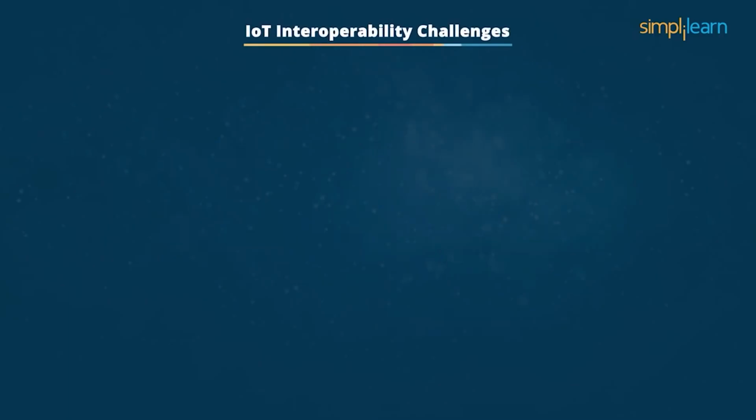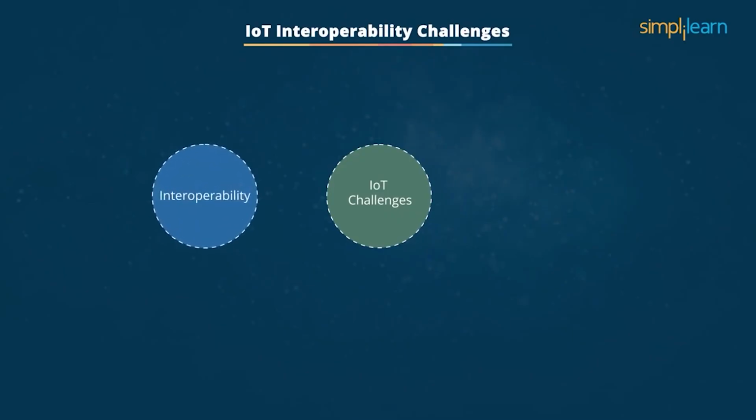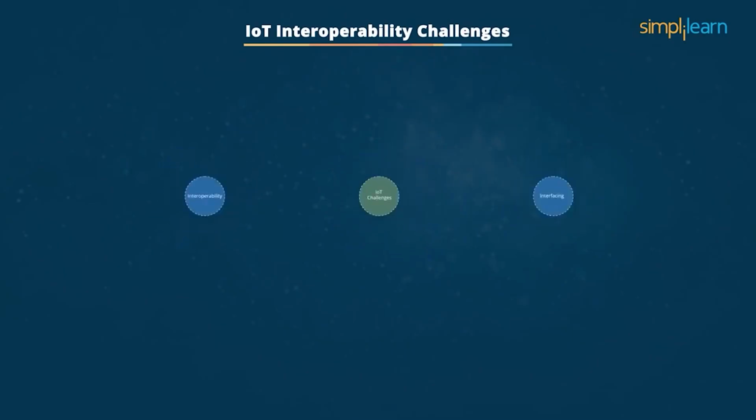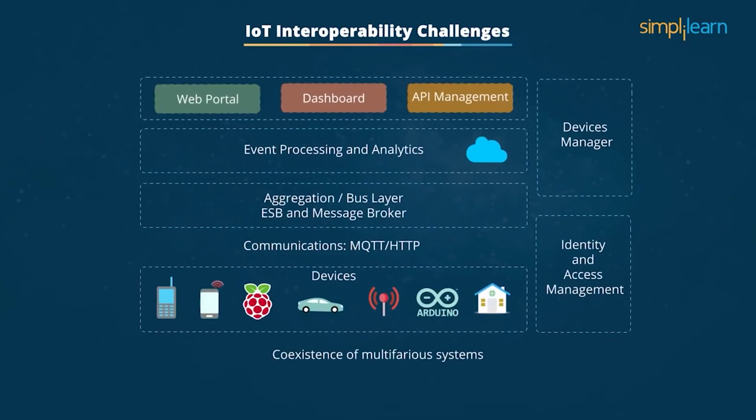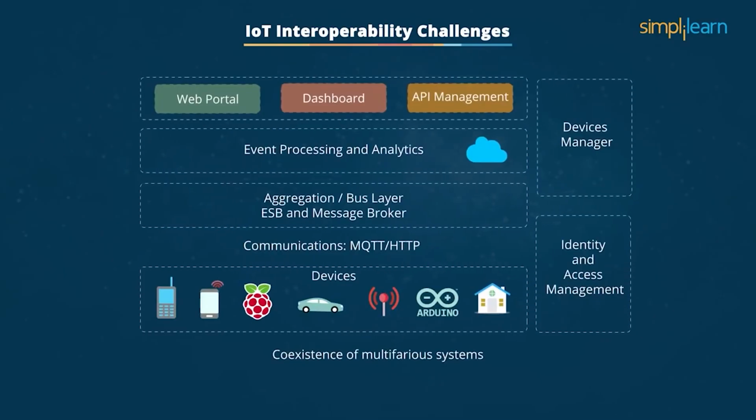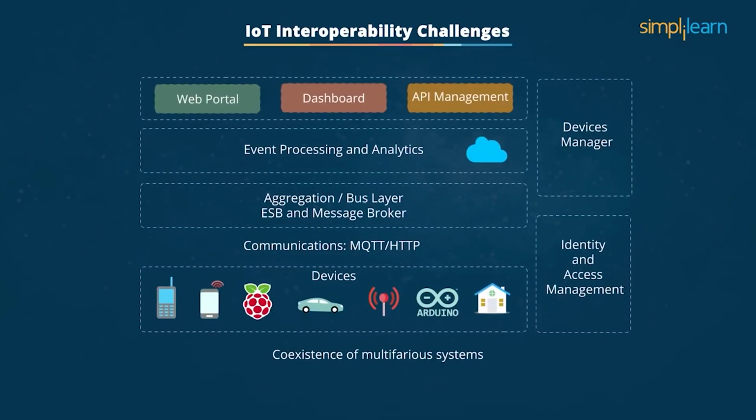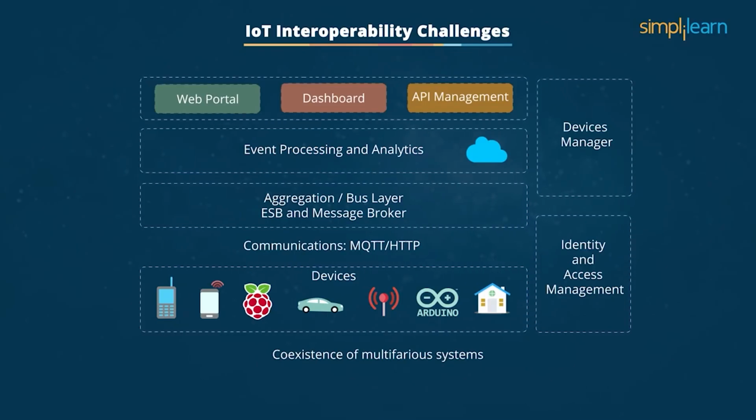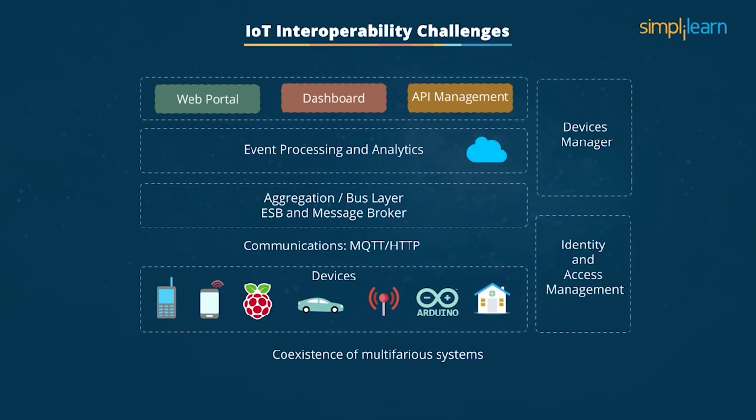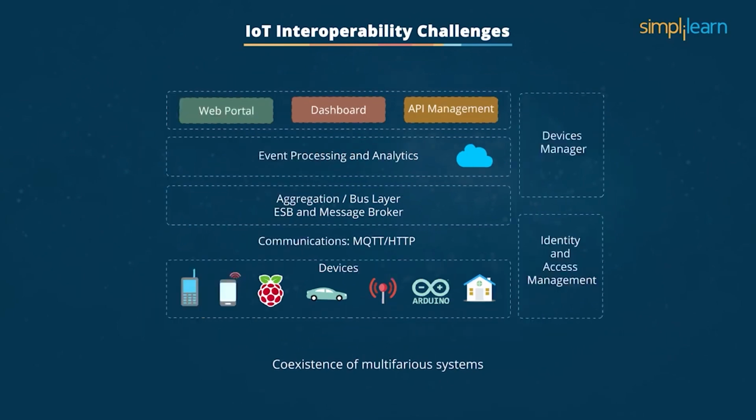IoT interoperability challenges. IoT maturity comes with several challenges, specifically pertaining to interoperability and interfacing. The reasons are coexistence of multifarious systems, devices, sensors, equipment, etc., that interchange location-time dependent information in varied data formats, languages, data models, constructs, data quality, and complex interrelationships.